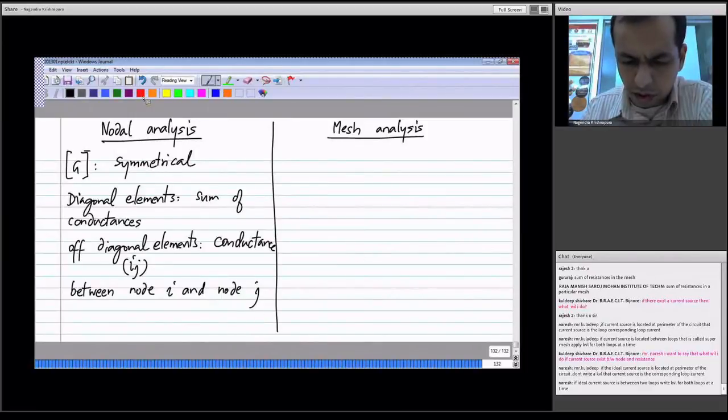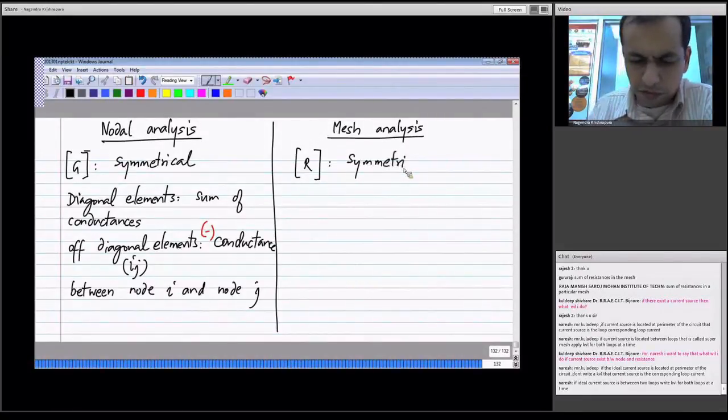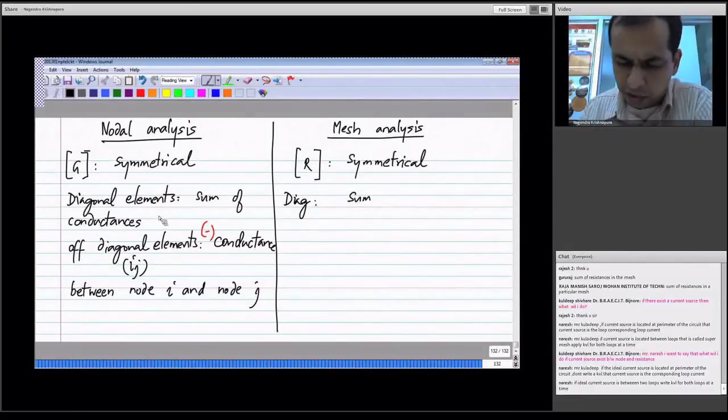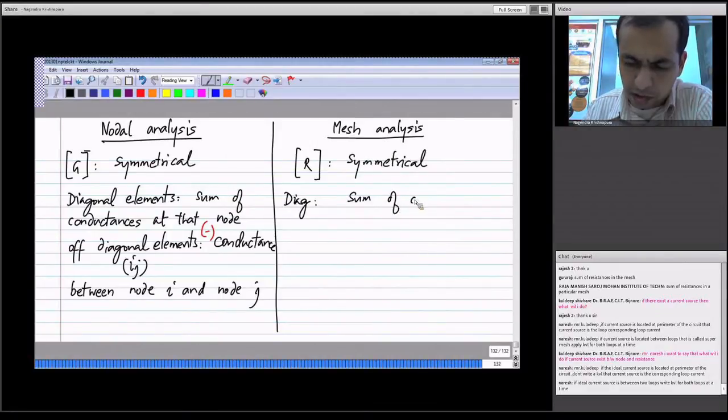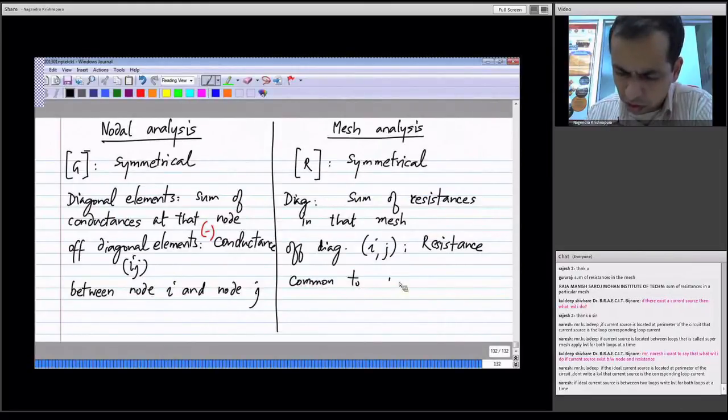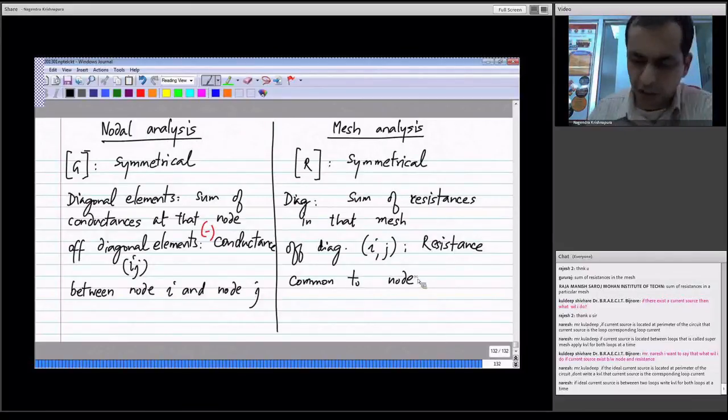Similarly, the resistance matrix is symmetrical and the diagonal elements will be the sum of, as I said, the sum of conductances in the nodal analysis at that node, and here it will be the sum of resistances in that mesh. And the off diagonal elements, the element ij, would be the resistance common to mesh i and j. In fact it's the negative of that one.